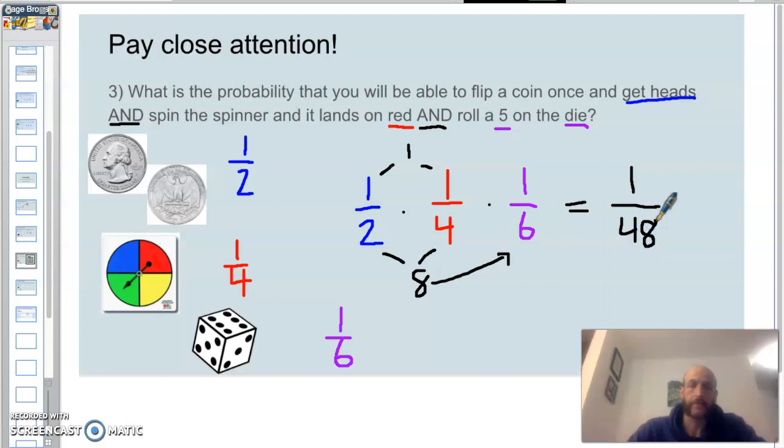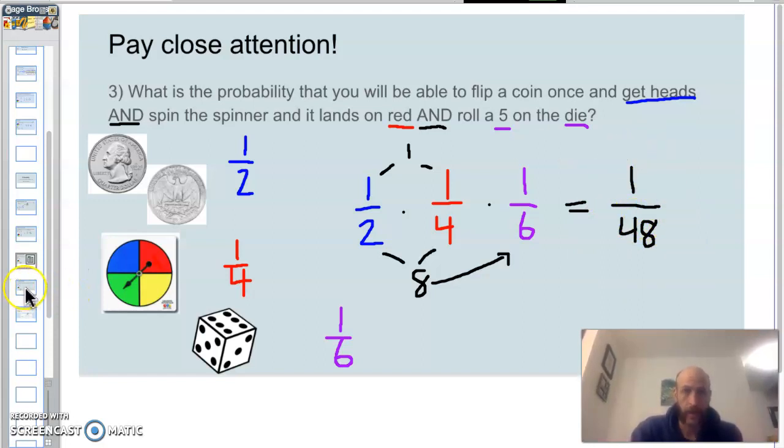Okay, so the probability of me flipping the coin and getting a heads, and then spinning the spinner and getting a red, and rolling a die and getting a 5 is really not that good. The probability says I would have to do that 48 times in order for that to happen just once.